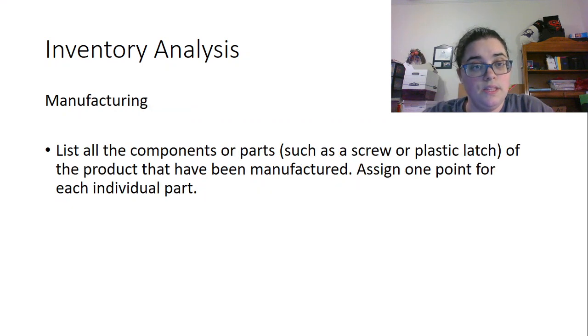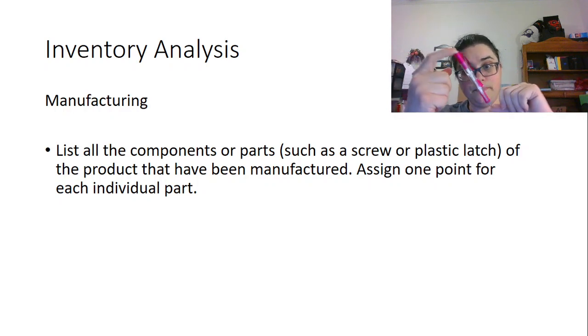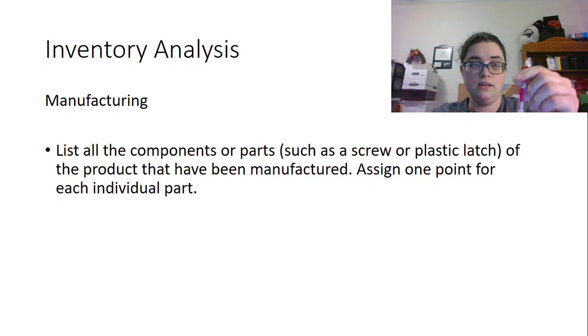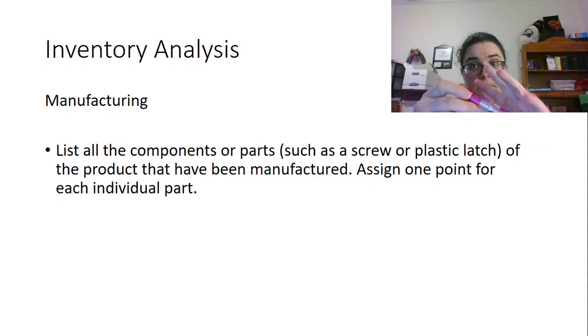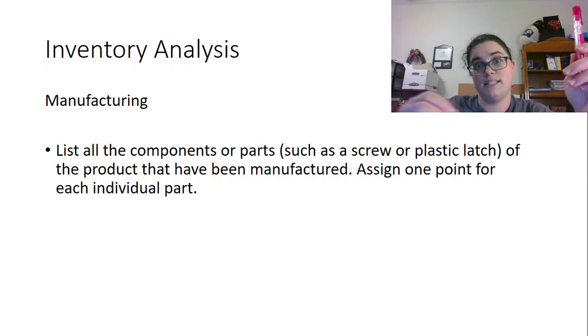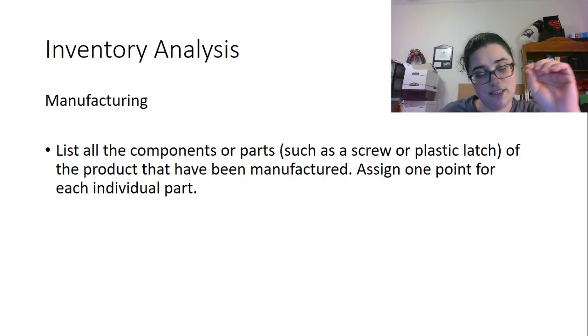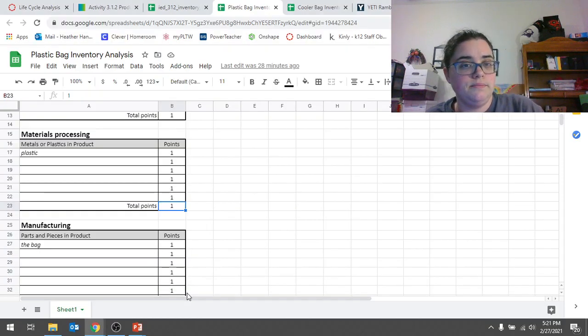All right. Manufacturer, list all the components or parts. So if you have something that's complicated like the pencil we had before, this had 20 parts, it's going to be 20 points. I know some of them are made of the same material, but each piece has to be made, right? Every single part needs to be constructed.